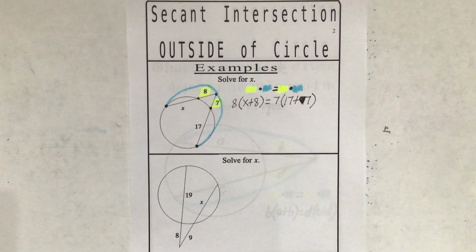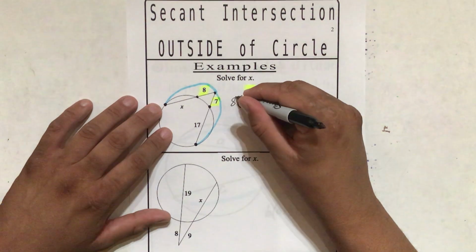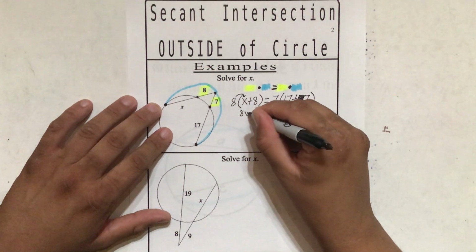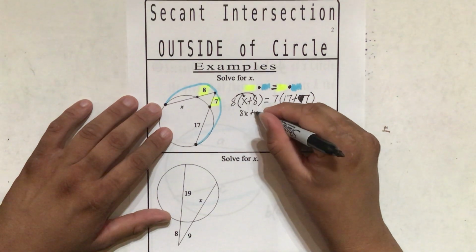Right? Now, I know it's confusing, but please rewind right now and make sure that you follow these steps exactly the way that I did them. Okay? From here, we're going to practice multiplication. 8 times x is 8x. 8 times 8 is 64.